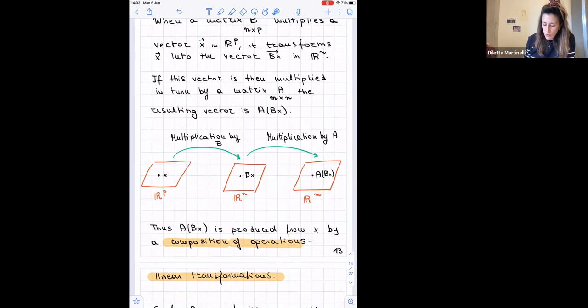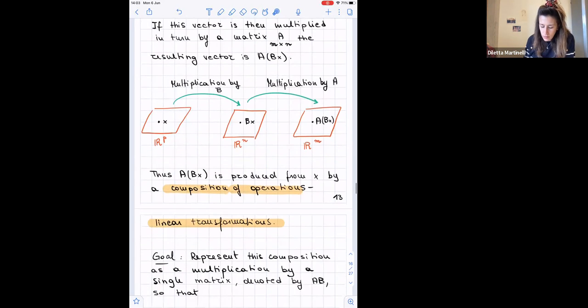And we said before, right, this multiplication is what we call the linear transformation. So this time we don't have one, but we have two of them at the same time. And what we would like to do, we have this operation of two linear transformations composed to each other, so multiplying first by a matrix and then by another. And we would like to express this composition as a multiplication by a single matrix. So this is the goal.